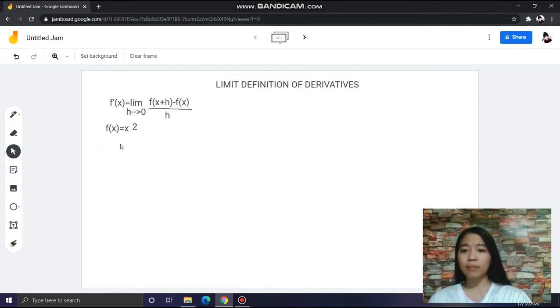So basically, we will find the derivative of this function using the limit process. So first, just simply replace x by x plus h. So this will now become x plus h squared. And copy f of x as given, which is equal to x squared. So it will become minus x squared divided by h. For now, we will need to expand this using the FOIL method later. So it will be x plus h times x plus h minus x squared, divided by h.